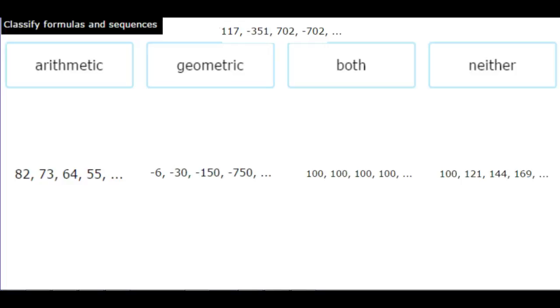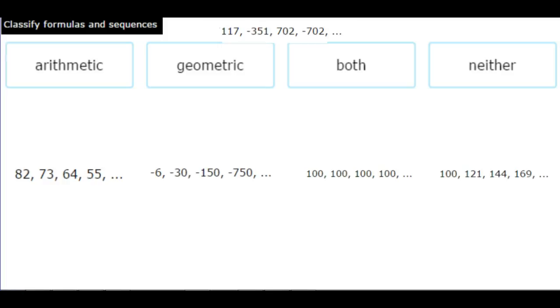This is Ms. Wiles, and in this video we'll start off by classifying sequences as either arithmetic, geometric, both, or neither. To effectively classify sequences as one or both of the types of sequences that we have, or possibly even neither, we need to be able to check the sequence for the common difference, if it's going to be arithmetic, or a common ratio, if it's going to be geometric.